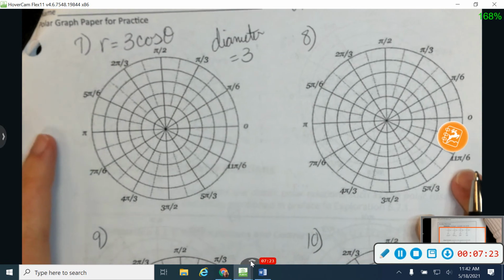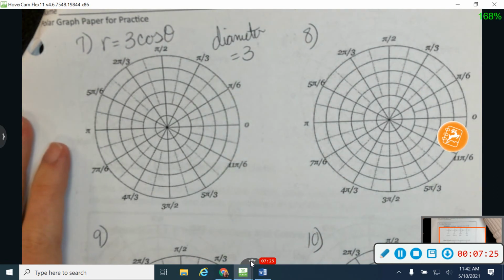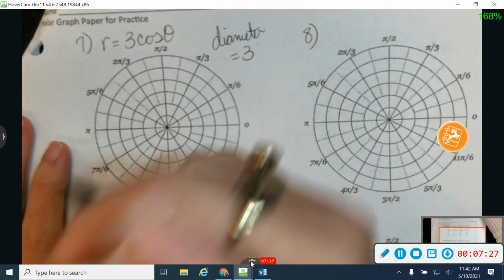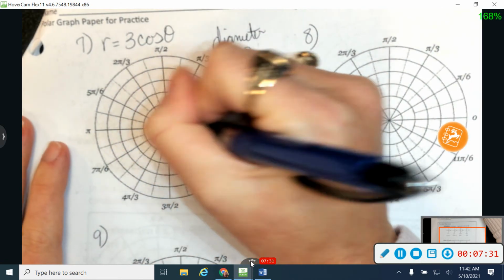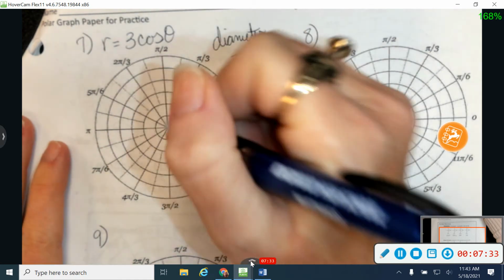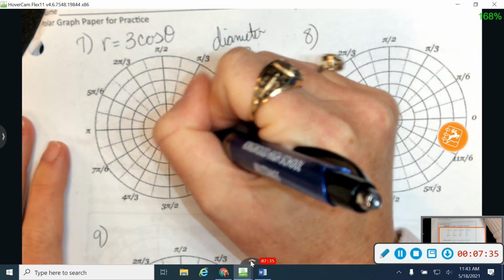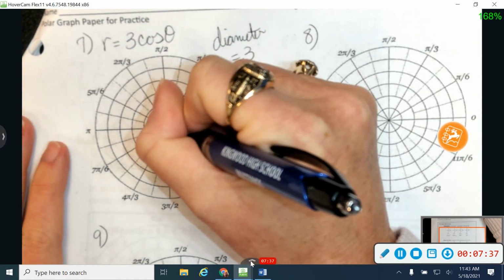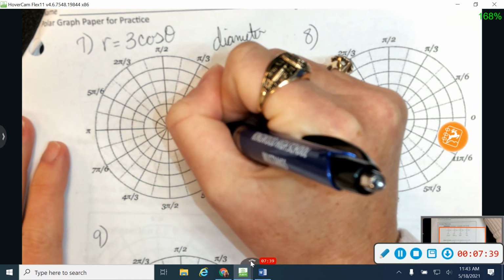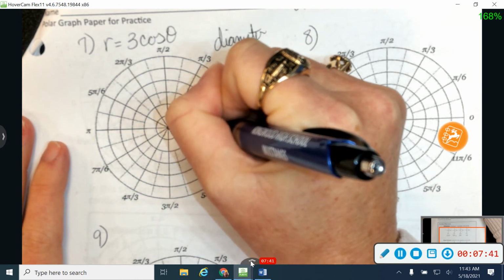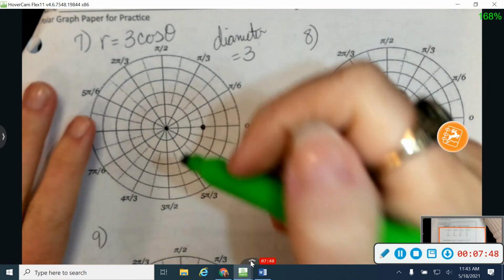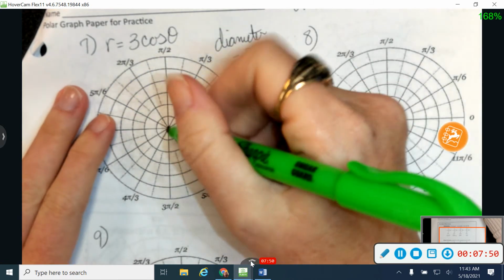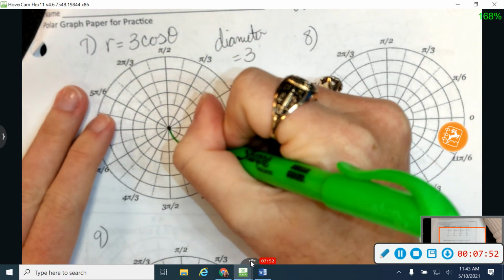Now, if it's a question where I'm just asking you to sketch, I'm okay if you just say, I know that I'm going to start at 0, 0. Because it's cosine, I'm going to be on the x-axis. It's positive, and I'm going to go a diameter of 3. 1, 2, 3. And then I'm going to make my circle. Try to make a diameter of 3 up and down too. It's hard on these graphs, but you can give it a try. And that's going to look like this.